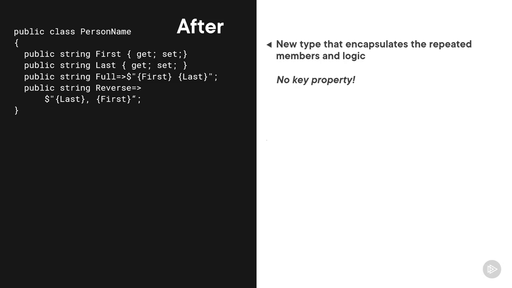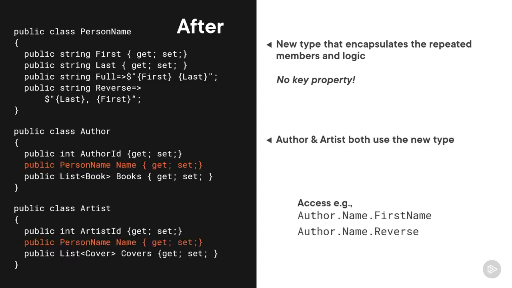Here's the example, PersonName. Note that this type does not contain a key. Since it's going to be used as a property of other entities, it's those entities' keys that will drive persistence. PersonName would never be stored and retrieved on its own. It's simply a property of Author and Artist. And I can easily add more logic to that, like this Reverse property, without having to add that to every class that has a name.